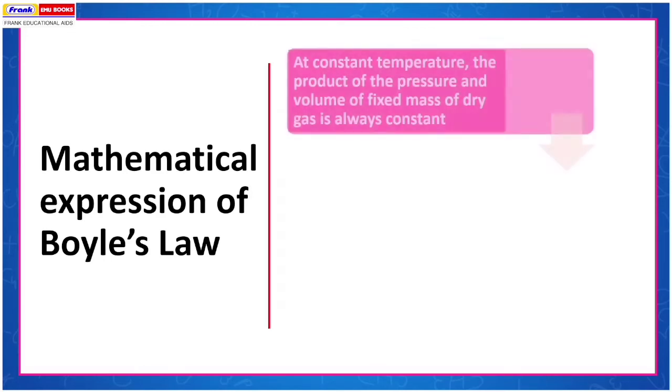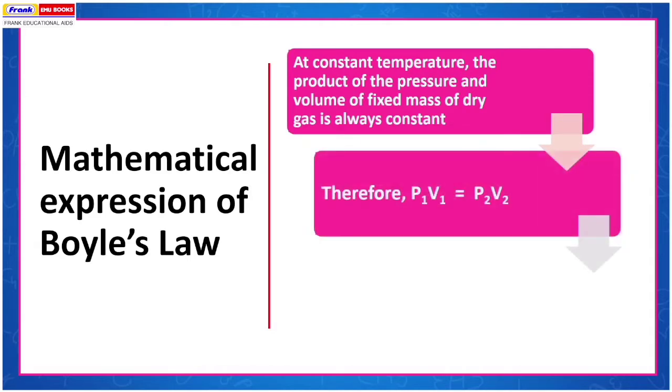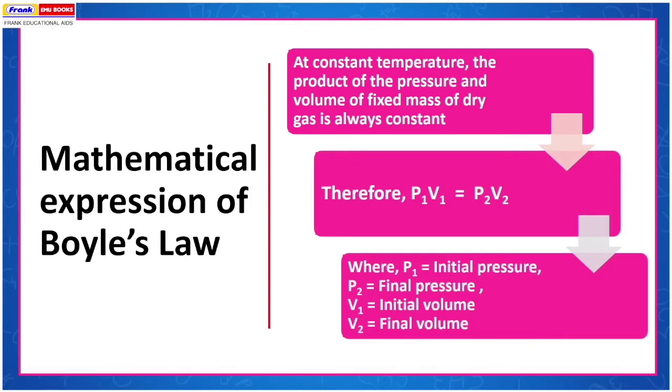At constant temperature, the product of the pressure and volume of fixed mass of dry gas is always constant. Therefore, P1V1 equals P2V2, where P1 is the initial pressure, P2 is the final pressure, V1 is the initial volume and V2 is the final volume.